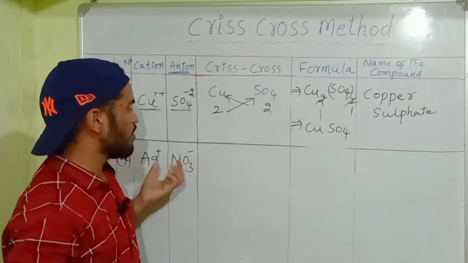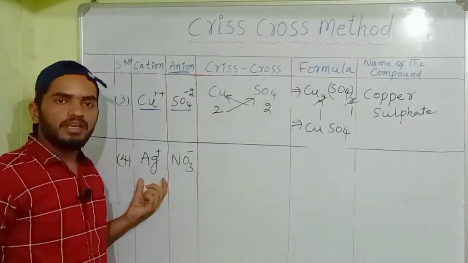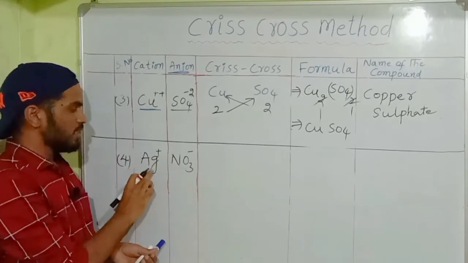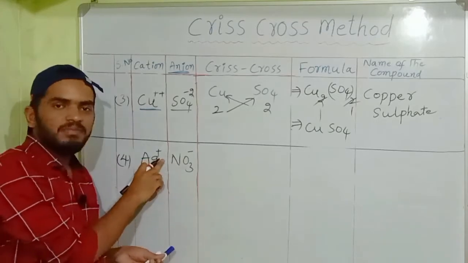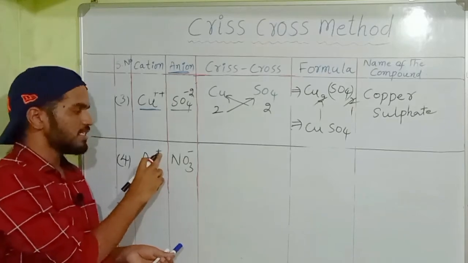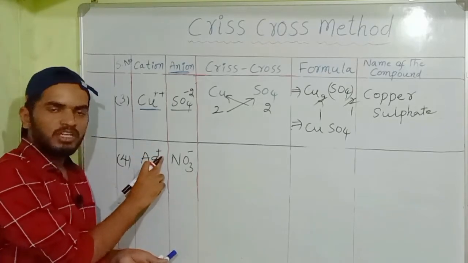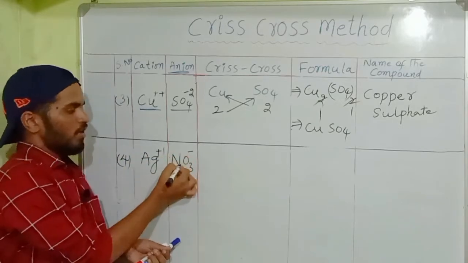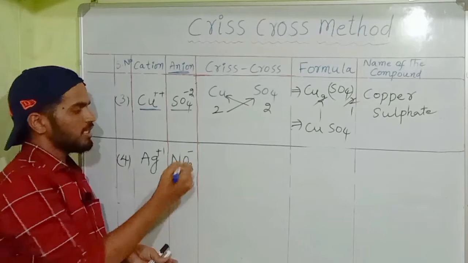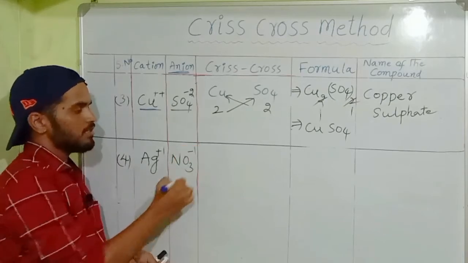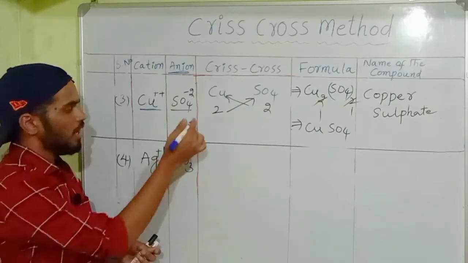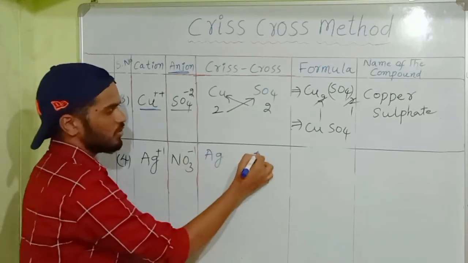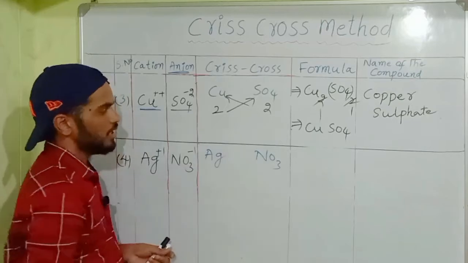Now let me discuss one more chemical formula. Ag plus NO3. What is the cation given here? Ag means silver. Only plus is given, there is no value, so we have to consider plus 1. NO3 is given, and if there is no value and it is minus, we have to consider 1. Now take the cation and anion, Ag and NO3.